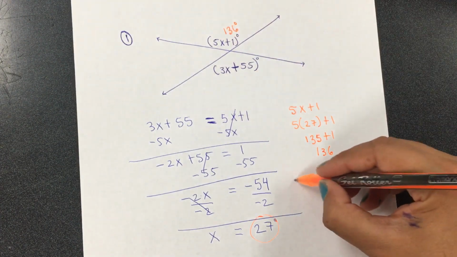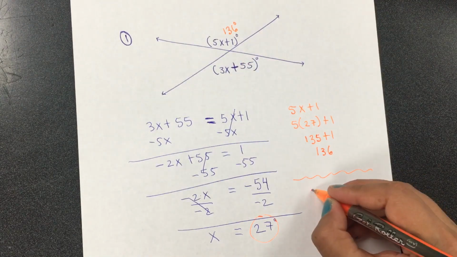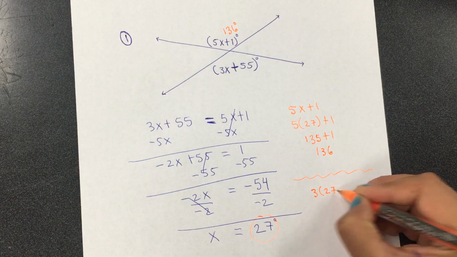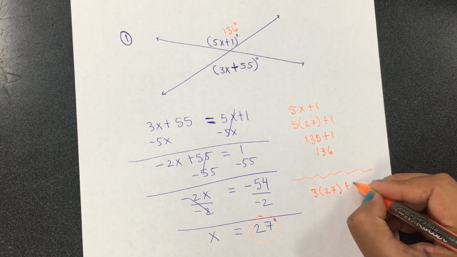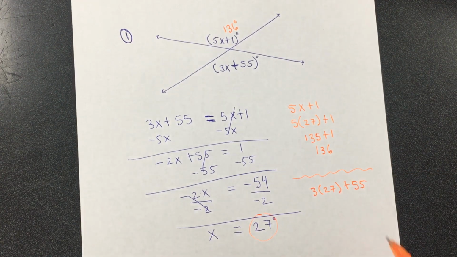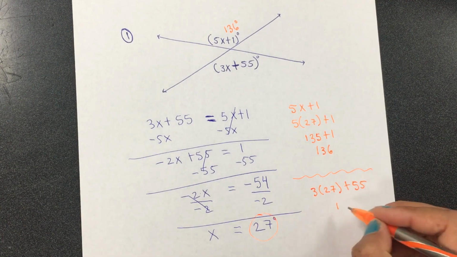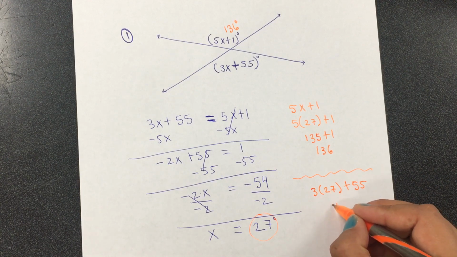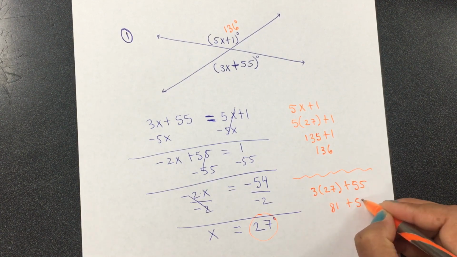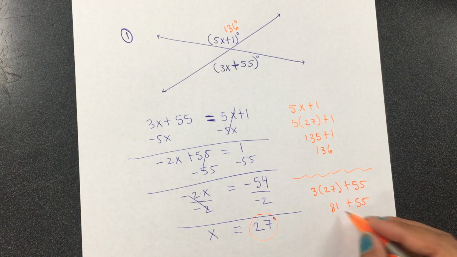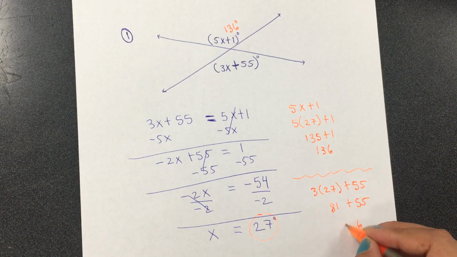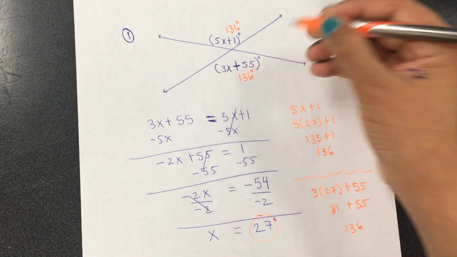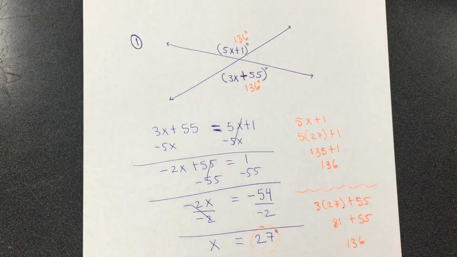136 degrees. Now let's do the second one, which is 3 times, oops, I didn't put x, but it's okay. 3 times 27 plus 55. And so 3 times 7 is 21, carry 2. 3 times 2 is 6, 8, plus 55. And so this is 136. So as you can see, they have the same measurement, so check.